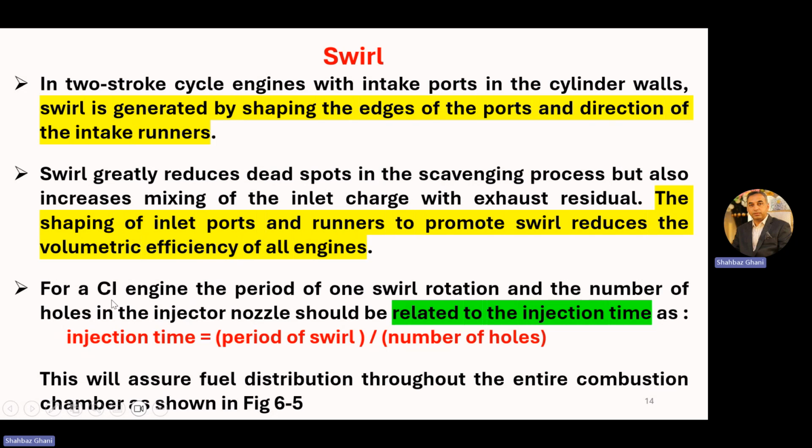So for a CI engine, we mostly use injector nozzles. So the relationship in CI engines is that the period of one swirl rotation and the number of holes in the injector nozzle should be related to the injection time, as injection time is equal to the period of swirl divided by the number of holes. So this is the relationship. This will assure fuel distribution throughout the entire combustion chamber as shown in figure 6-5.